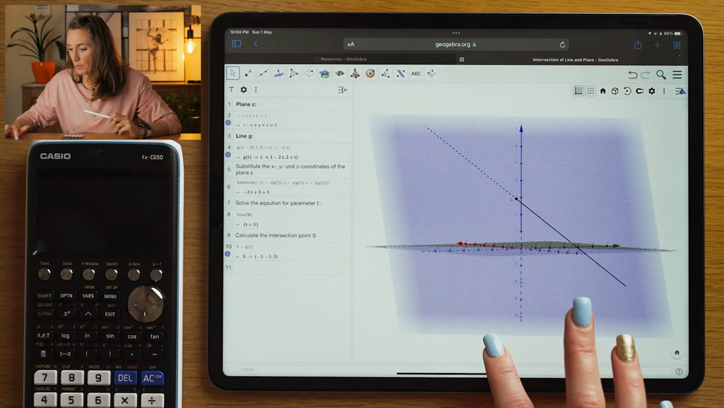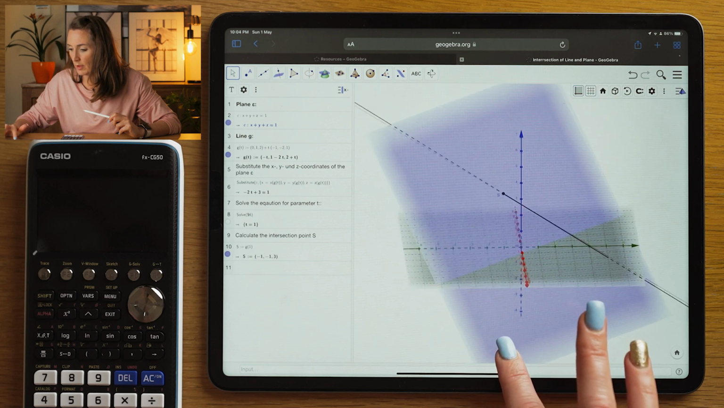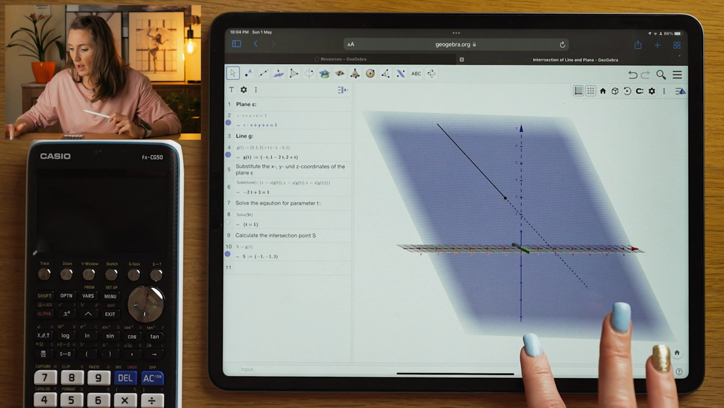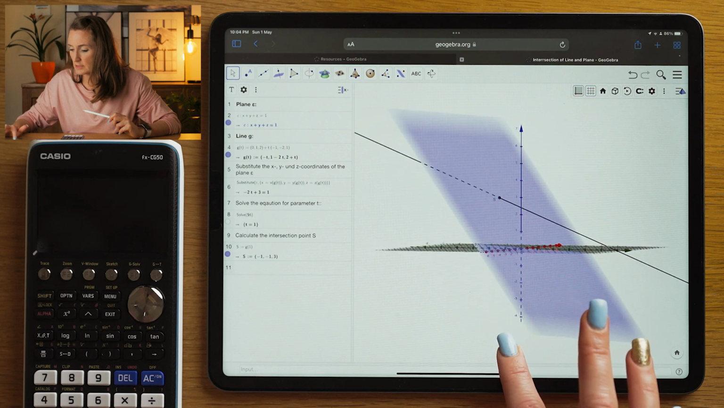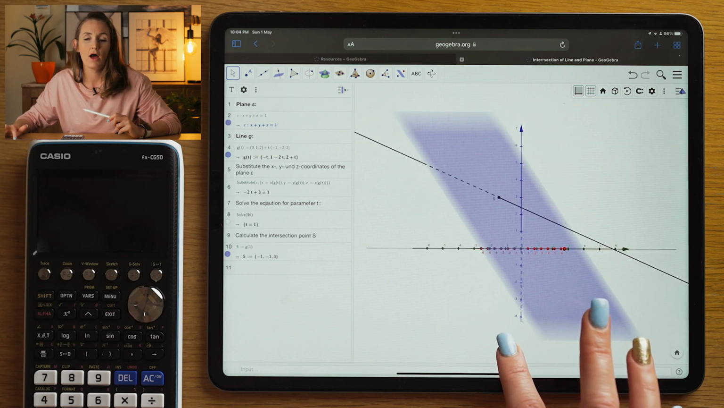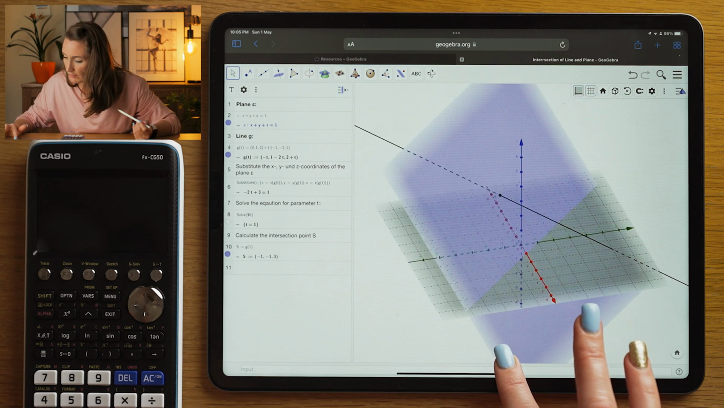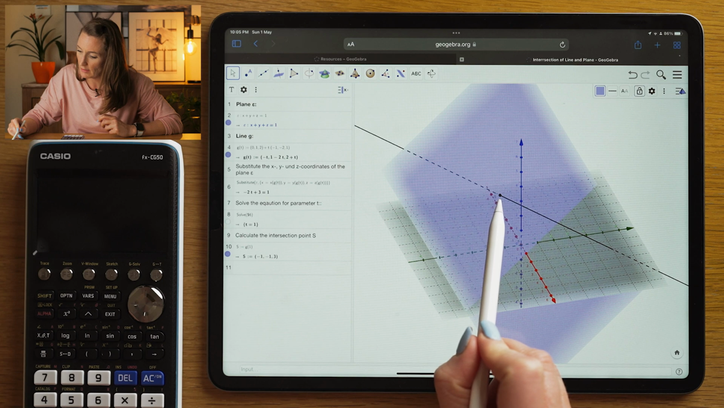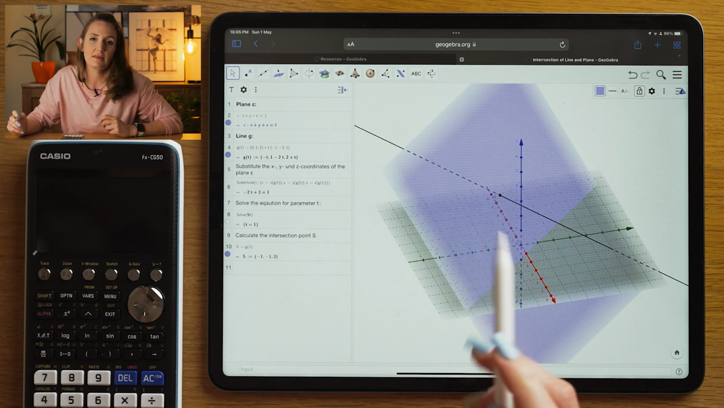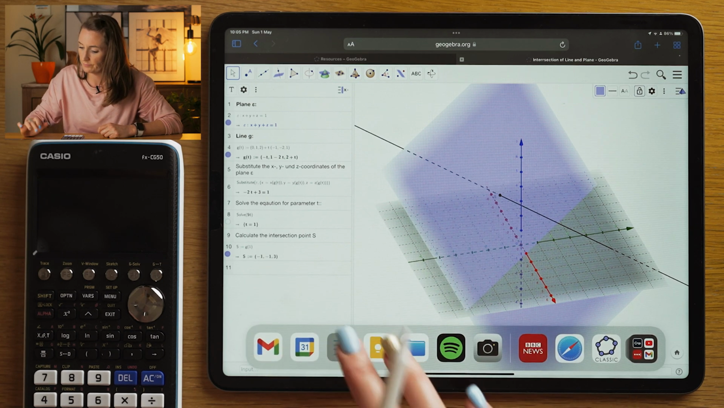We've got a situation where we've got a plane, you can see the plane in purple, and we have a line in three-dimensional space that's passing through that plane. And what we need to do is find the point of intersection. So we're looking for that exact point right here, where the plane is intersected with the line.